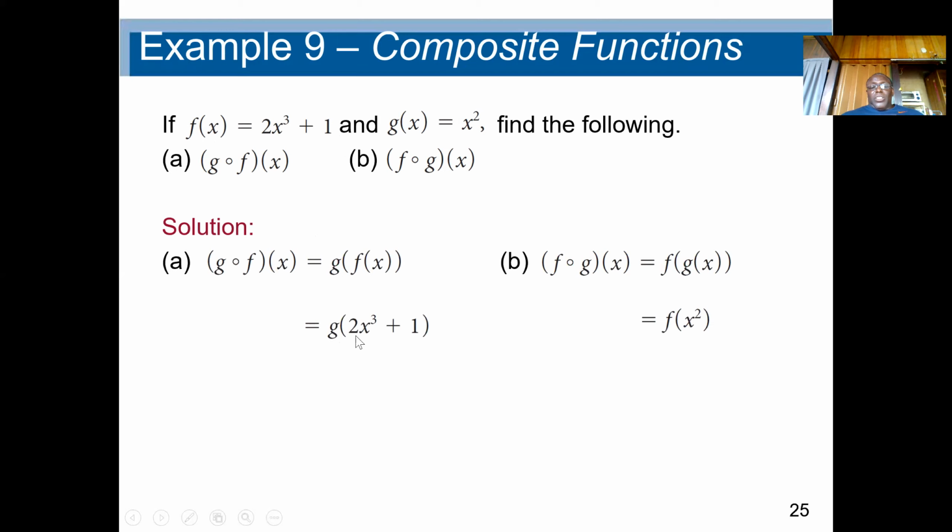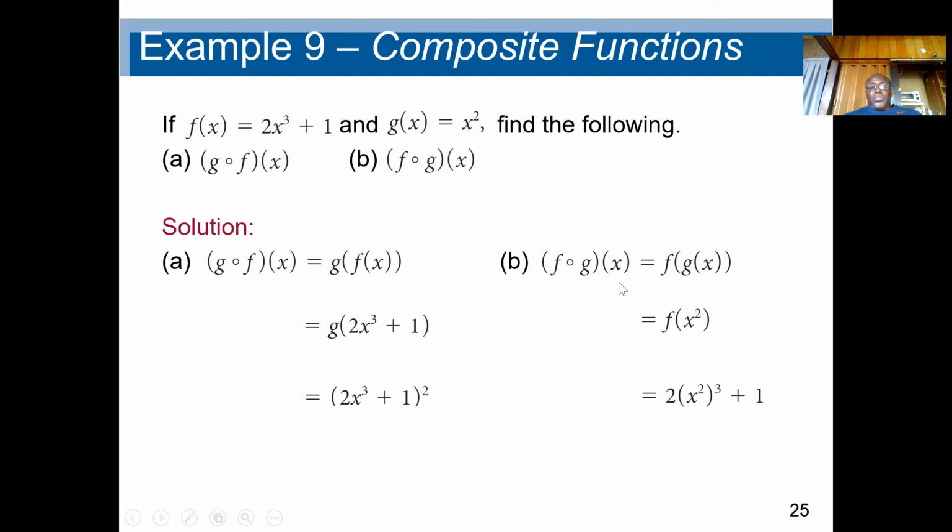We get g of 2x cubed plus 1. Because it will be g at x, but x is the value of f at x. This is g composite f, so f at x is inside g at x. And f at x is 2x cubed plus 1. So we have g of 2x cubed plus 1. The same thing applies here. We have f at g. So f is what? 2x cubed plus 1.